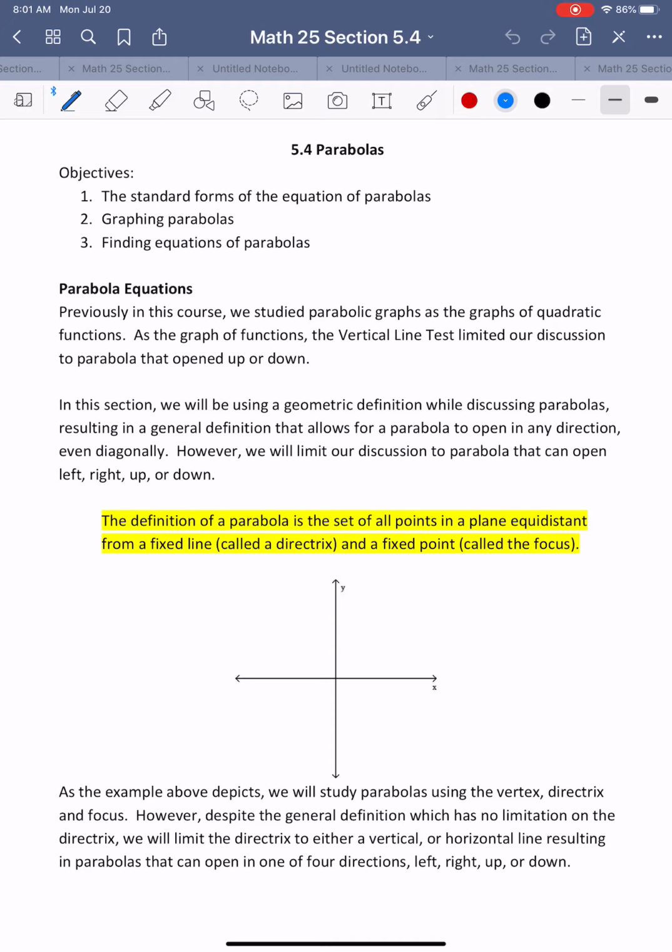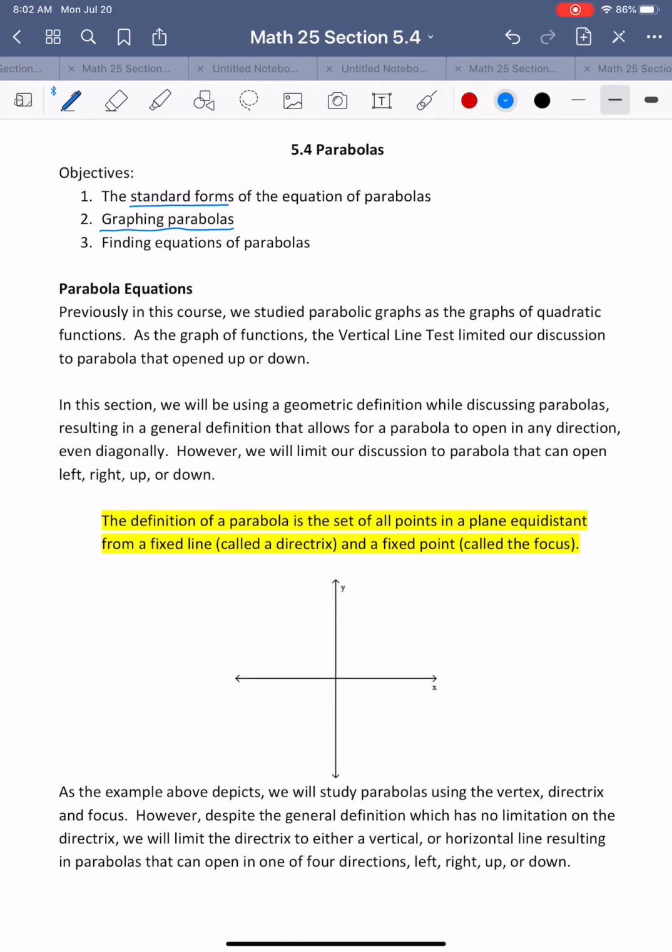The objectives for this section are, number one, the standard form of the equation of the parabola, which is going to be a little different than what we used to use, and graphing parabolas, which we're going to do a little differently too, and finding the equation of the parabola. So, parabola equation. Previously in this course, we studied parabolic graphs as the graphs of the quadratic function.